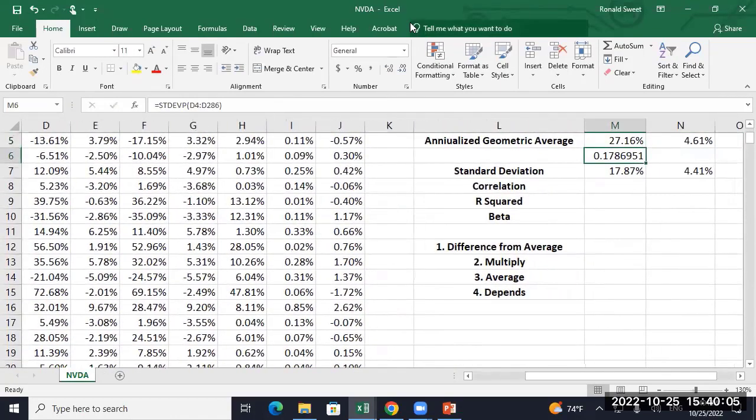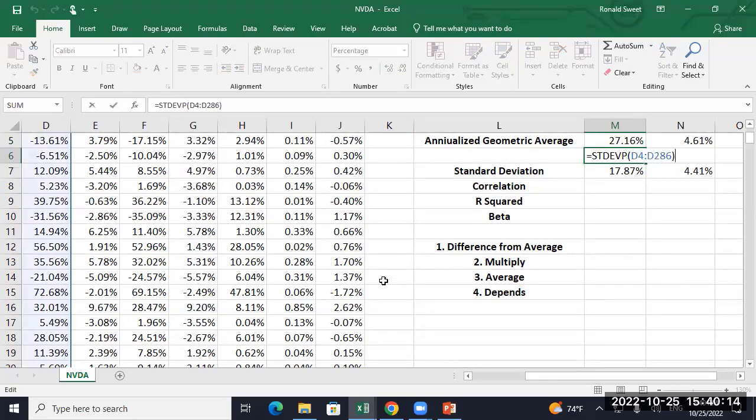Does it look close? Does that look pretty close? All right, so there's the formula in Excel, STDEVP. Why did I put the P on there? Because I'm using the population. It's all the data I have, so it's population.